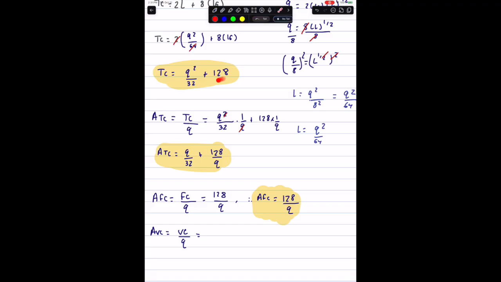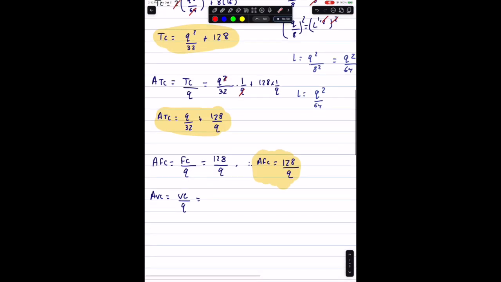Well, if 128 is the fixed cost, then Q squared over 32 must be the variable cost. But why? Q squared over 32 is the variable cost because that cost will change as we produce more or less Q units. If we produce 10 units, this cost is going to be smaller than if we produced 100 units. So this is just going to be equal to Q squared over 32 times 1 over Q, which is dividing by Q, which is just equal to Q over 32, because the Q's will cancel out. So therefore, our average variable cost is equal to Q over 32.